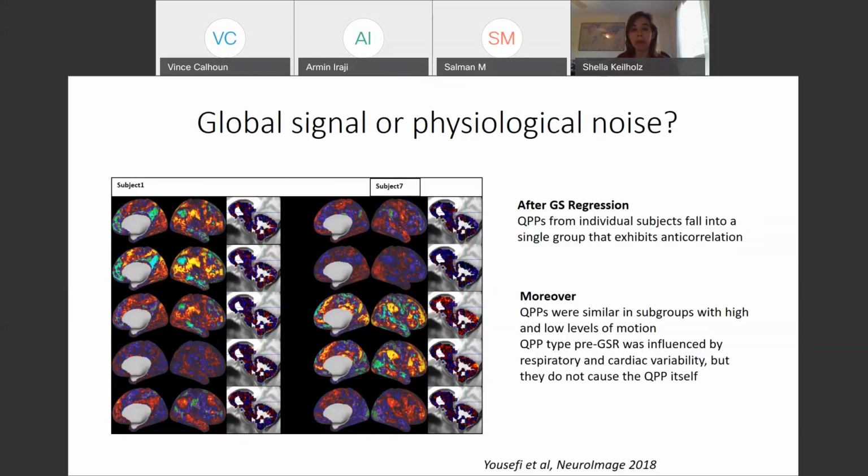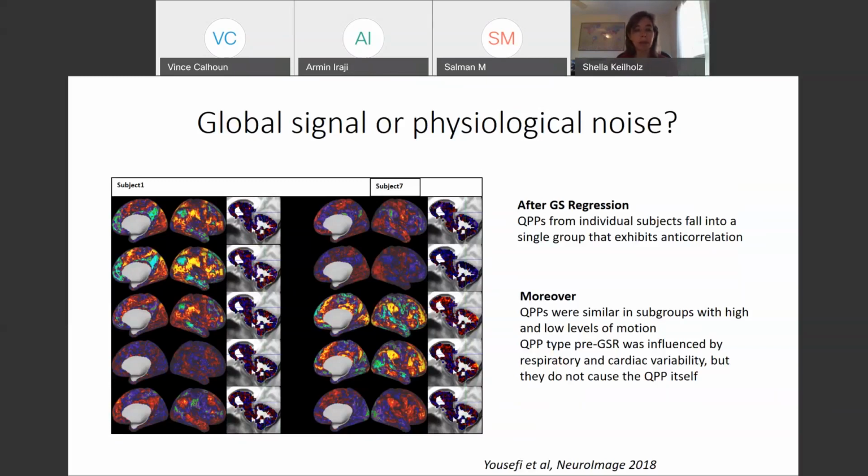It shifts them a little. It basically shifts the baseline per subject. Some people, if you do QPP analysis on the individual level, show more correlation and less anti-correlation. But the greatest correlation is still in the areas that show anti-correlation. So it's more like a baseline shift than really any difference. And after global signal regression, these all become much more similar. So it really says to us that global signal is not QPPs.